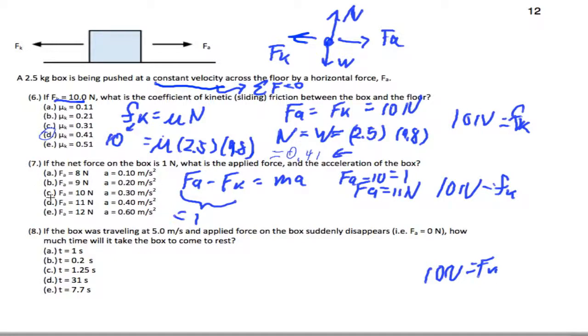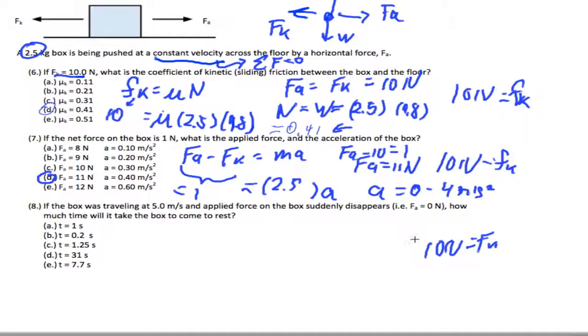That would be enough for me to pick choice D, but just to bring this home, I know that 1 equals m times a, and m is 2.5 from up here. So 1 equals 2.5 times a. When I take 1 over 2.5, that's going to give me 0.4 meters per second squared. So that definitely clinches D as the answer.